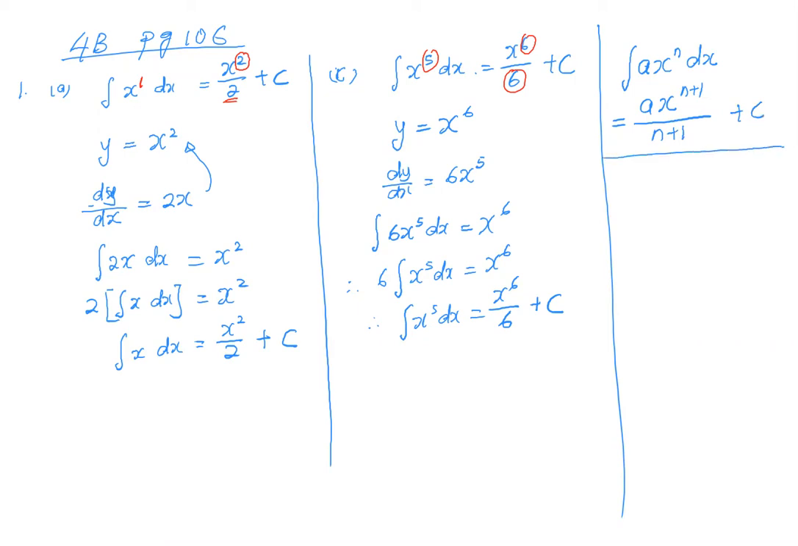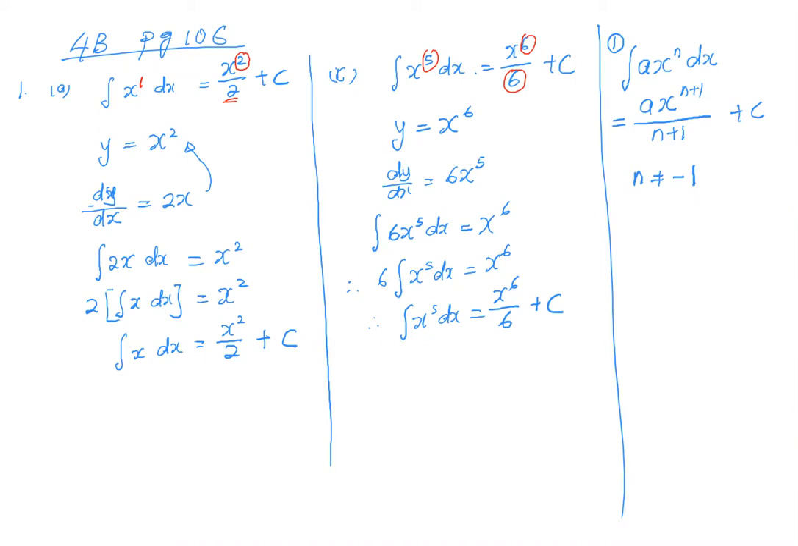But there is a condition for this formula. Can n take any value? N cannot be -1. Am I right? If n is -1, -1 plus 1, you get 0. Something divided by 0 is undefined. So this is the first simple formula for integration that I will talk about in this afternoon at 2 o'clock lecture. I'm going to teach you all the formula of integration.